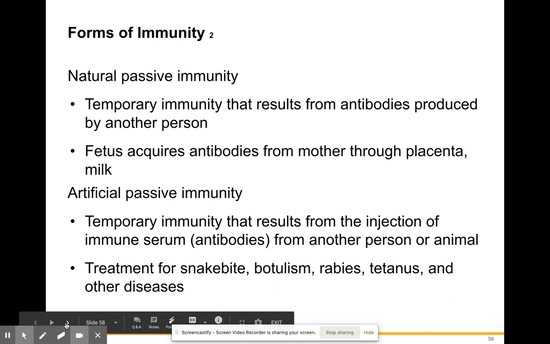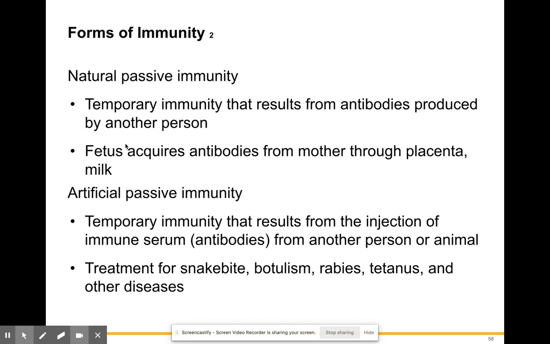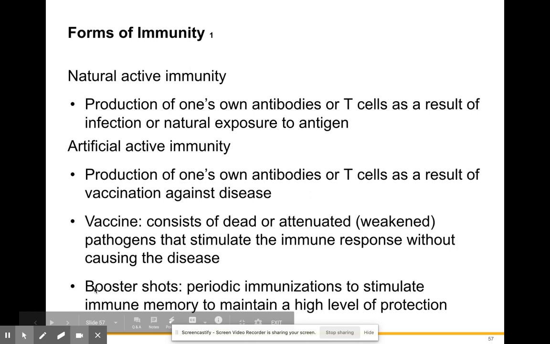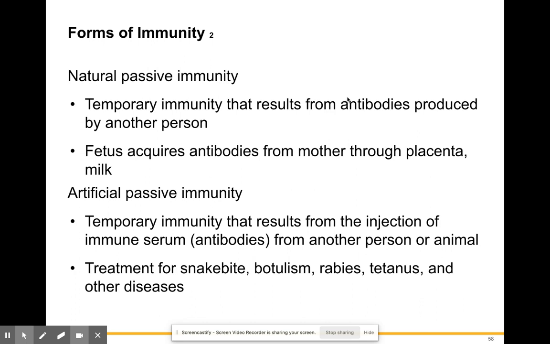Okay, natural passive immunity is you could have temporary immunity that results from antibodies produced by another person. Okay, natural passive immunity is different than natural active immunity, right? Natural active immunity is your body producing antibodies. Natural passive immunity is you taking antibodies from someone else, right?